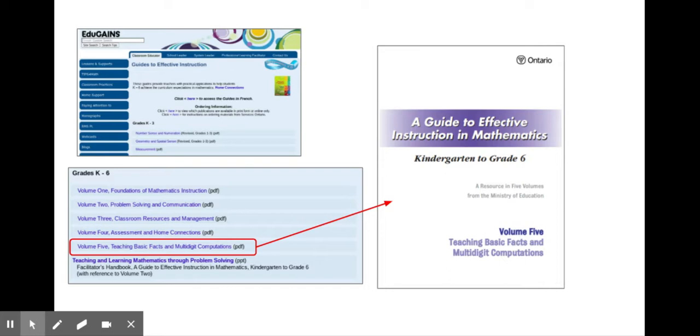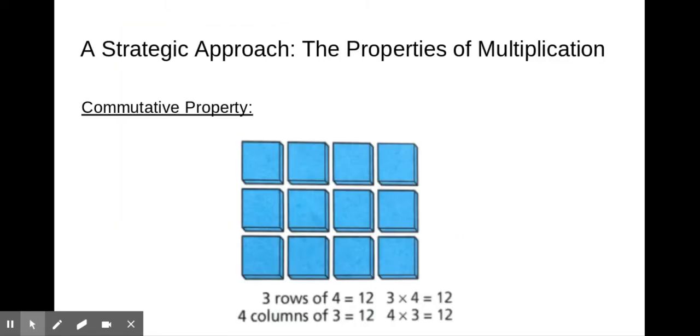Additional games to build fact fluency can be found in the Guide to Effective Instruction K-6, Volume 5, Teaching Basic Facts and Multi-Digit Computations. This resource can be accessed from the EduGains website.